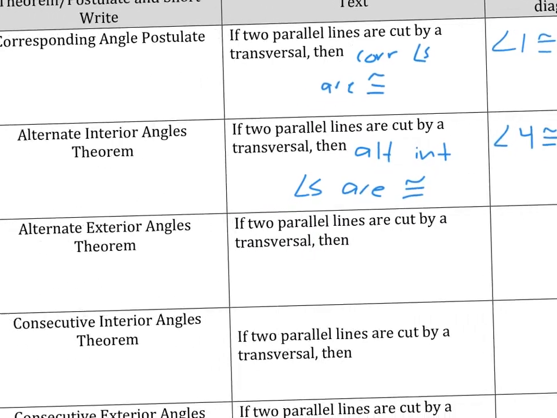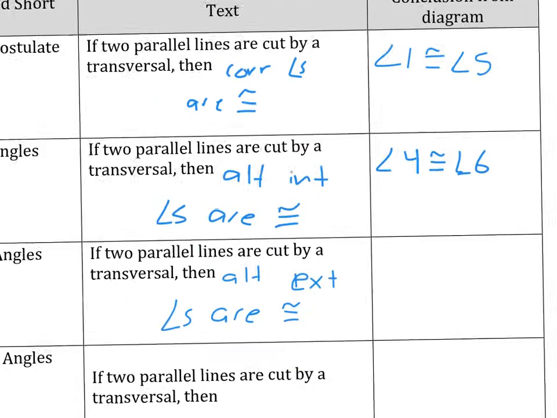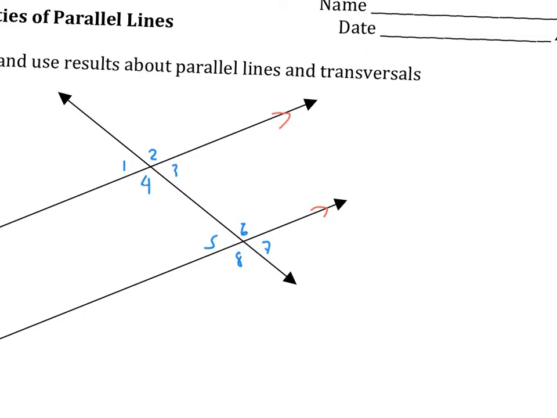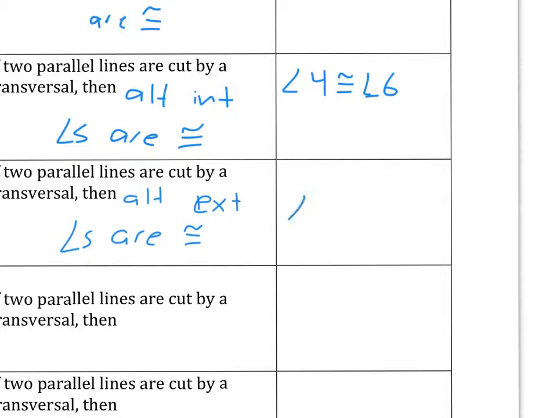Let's just continue. The alternate exterior angles theorem is going to say almost the exact same thing. If two parallel lines are cut by a transversal, then alternate exterior angles are congruent. In the diagram here, a pair of exterior angles would be 1 and 7. They're exterior, so outside here and outside here, in other words, outside these two lines, and they alternate the transversal. So 1 and 7. There is another pair. So angle 1 is congruent to angle 7.